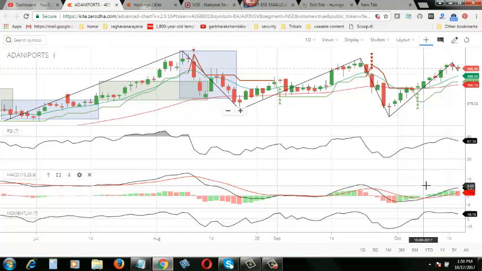But at this moment we cannot decide. But the way the MACD is displaying, it seems that the price is going up. Okay, so this is not in alignment with what we discussed so far.